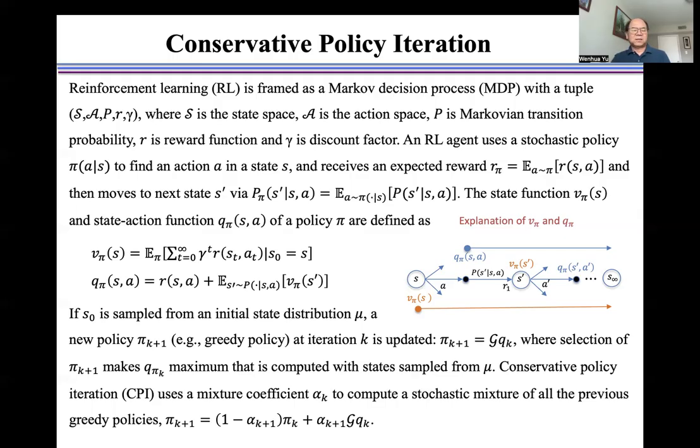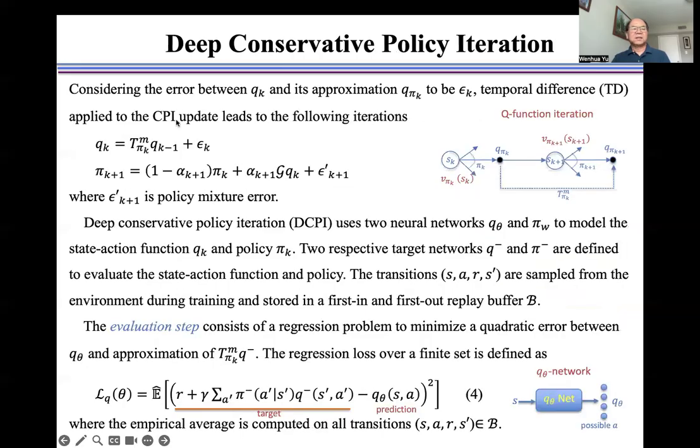Conservative policy iteration uses a mixture coefficient alpha k to compute a stochastic mixture of all the previous greedy policies, as shown here. Considering the error between Q k and its approximation Q pi k to be epsilon k, temporal difference applied to the CPI update leads to the following iterations. This one for Q k and this one for pi k plus 1 are explained in this figure.